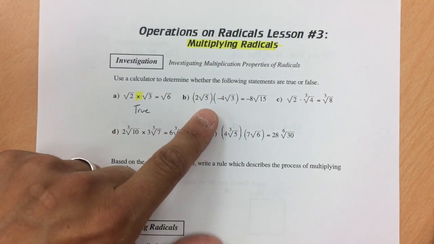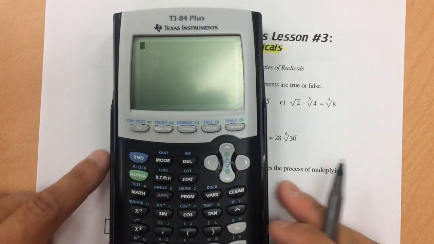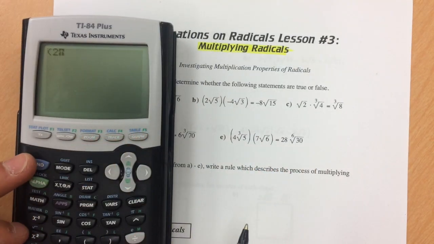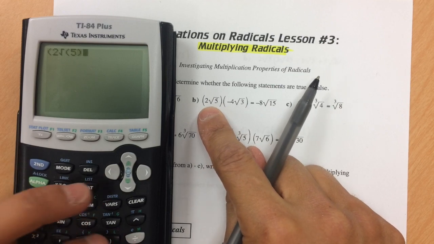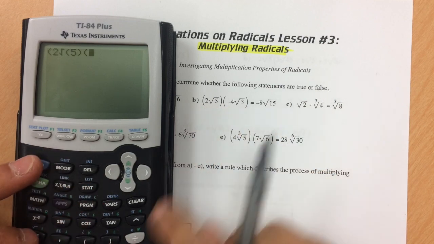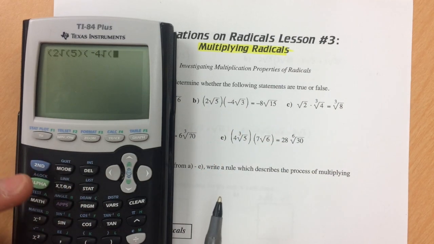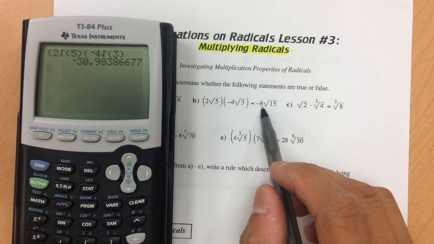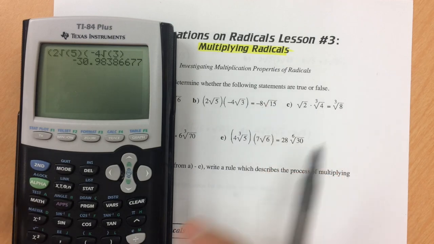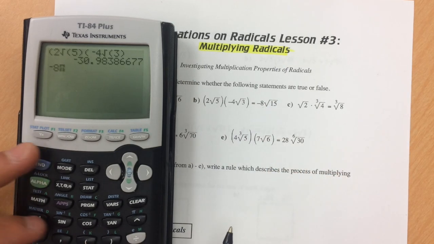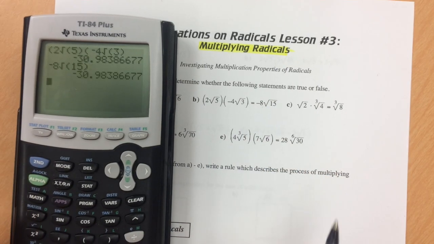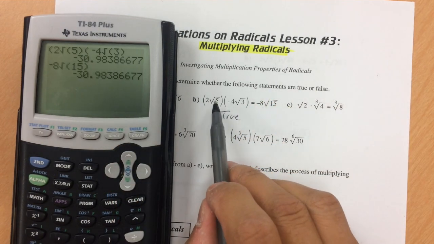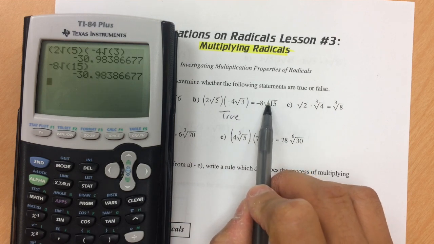Let's move on to B. If I have 2 times the square root of 5 times negative 4 times the square root of 3, will that equal negative 8 square root 15? Let's plug negative 8 square root 15 in, and yes, that is also true. So this times this does equal this.